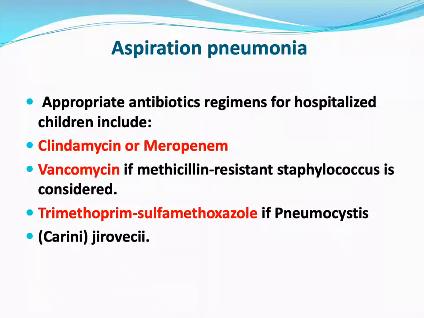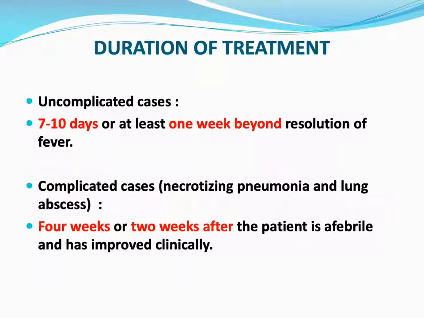For aspiration pneumonia, appropriate antibiotic regimens for hospitalized children include clindamycin or meropenem, vancomycin if methicillin-resistant Staphylococcus is considered, and trimethoprim-sulfamethoxazole if Pneumocystis carinii is suspected.